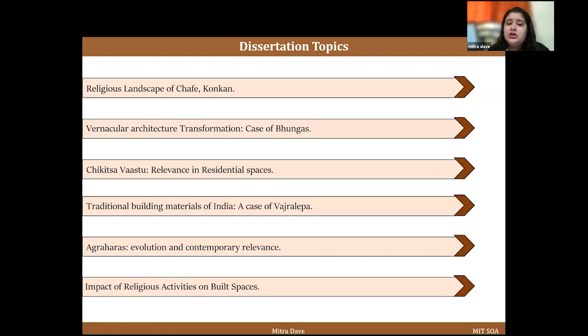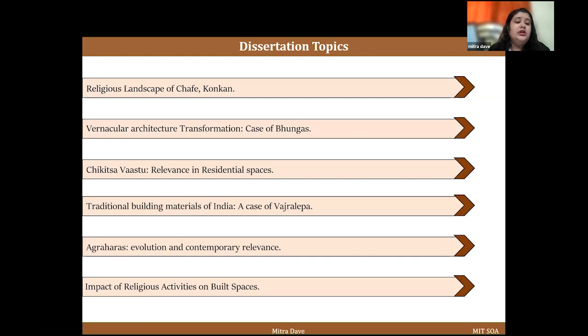Then next is traditional building materials of India, case of Vajra Lake. This is done by Kishan Verma, where he has studied how traditionally this material was developed, what are the alternatives that are created today for Vajra Lake, where it is used, how can we develop it, what is the strength it is giving, what are the different meanings of this one material, because in some cases it is known as plaster, in some cases it is known as something else. So going in depth of the terminologies is what he has done and created this material.